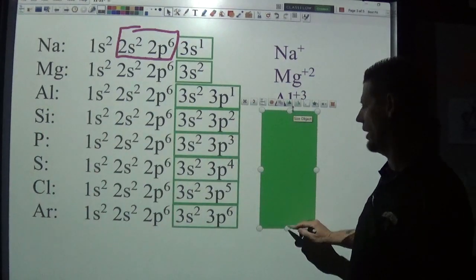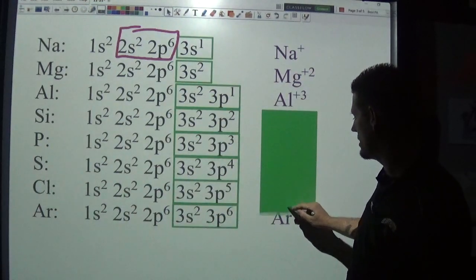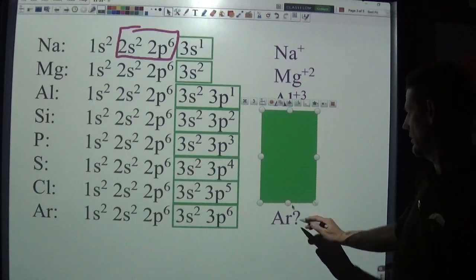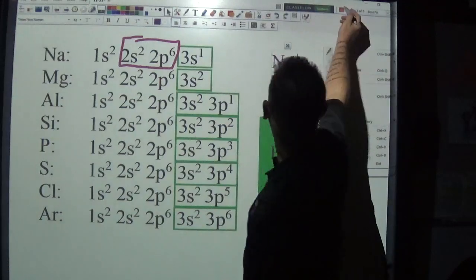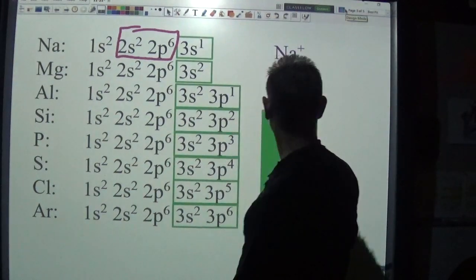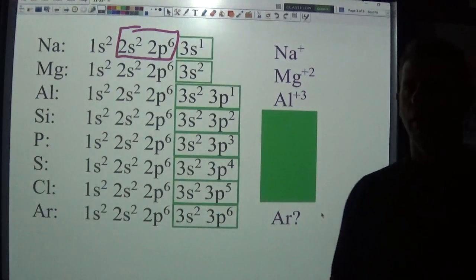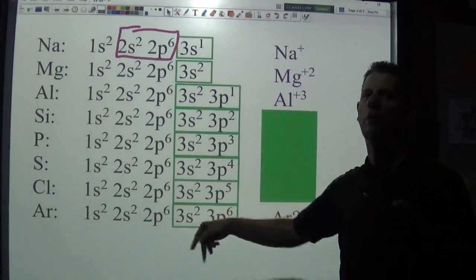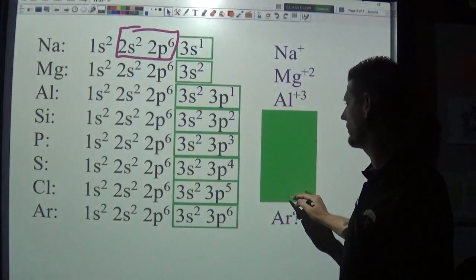Let's go the other direction. Argon now has 8, right? So argon is not going to form an ion. It's just going to be argon. I put the question mark there like, what just happened? So argon is going to be no charge. It's just argon because it has its 8, and we know that the noble gases don't want to gain or lose electrons, so that's what they're going to look like.